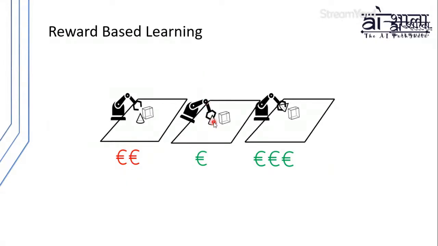Okay, so it has only gone down and touched the object. Okay, you are doing something right, right? So you are in the right direction. I will give you a small reward. But instead of just touching it, if it grabs the object and picks it up, okay, you are doing very good. I will give you a very high reward, right? So this is what it means. This is how the robotic arm is actually learning.